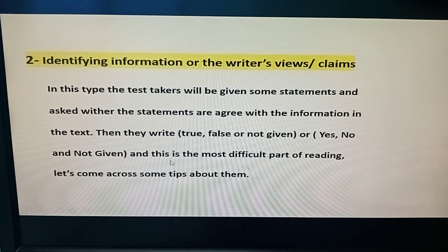Then, and this is the most difficult part of reading, let's come across some tips about them. So true, false, not given, or yes, no, not given is one of the most difficult types of the reading test. So try to go and find it carefully. So let's go together and see how we can deal with this type of questions.